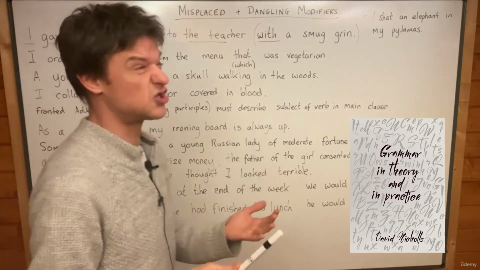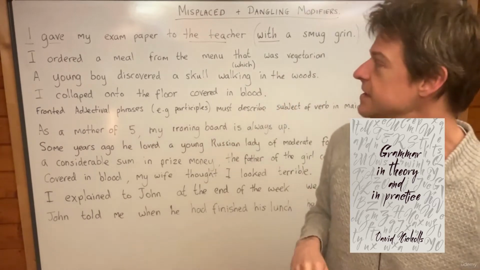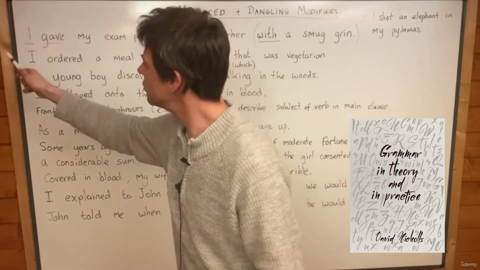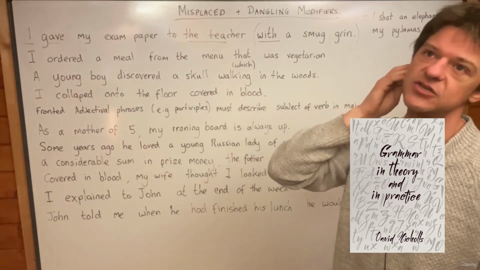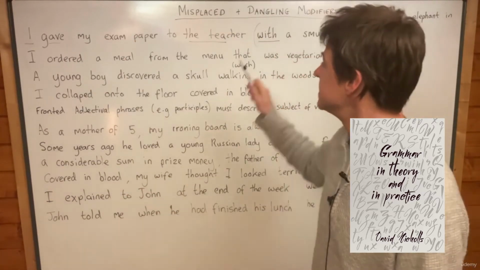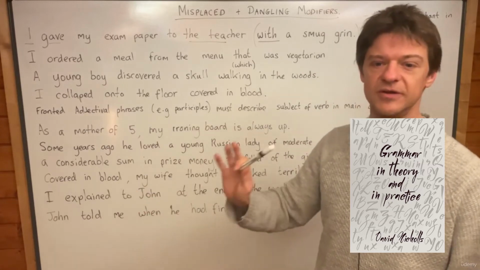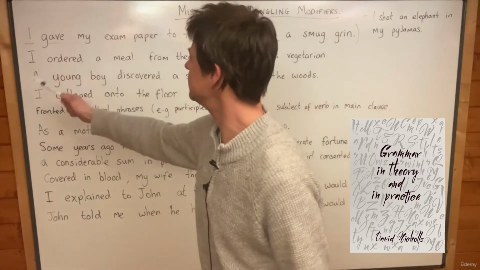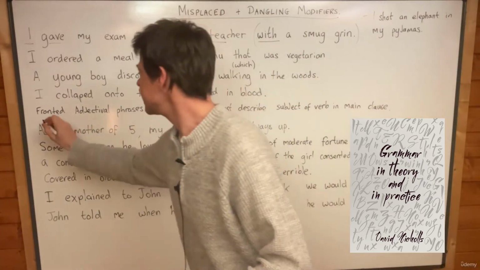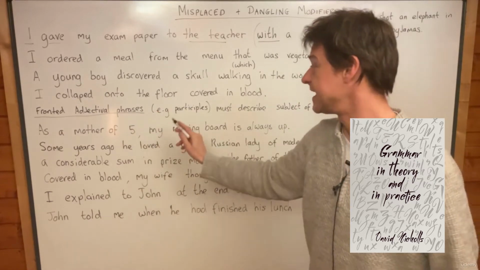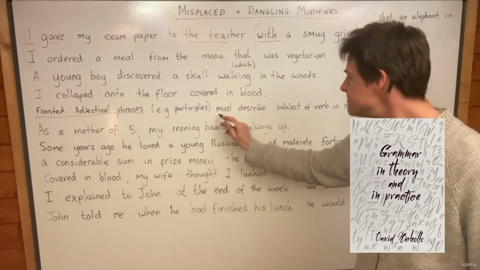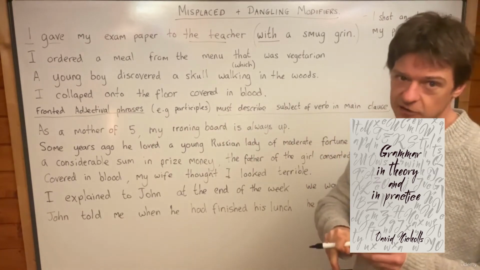Maybe you had cheated during the exam, and so you know you got all of the answers right. And so, with a smug grin, comma, I gave my exam paper to the teacher. Now, if you front the prepositional phrase, and you can certainly do that, it's unambiguous, it's clear. With a smug grin, comma, I gave my exam paper to the teacher. And with fronted adjectival phrases, for example participles, very common fronted adjectival phrases, they must describe the subject of the verb in the main clause.